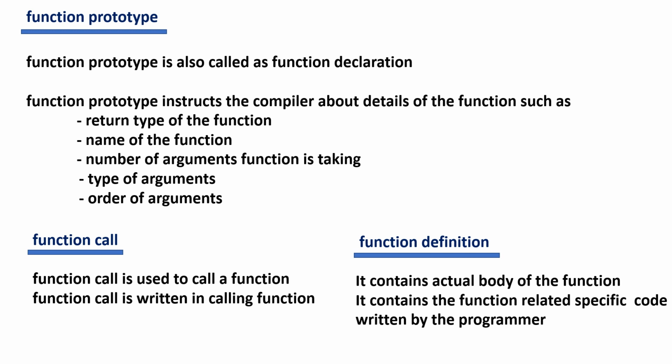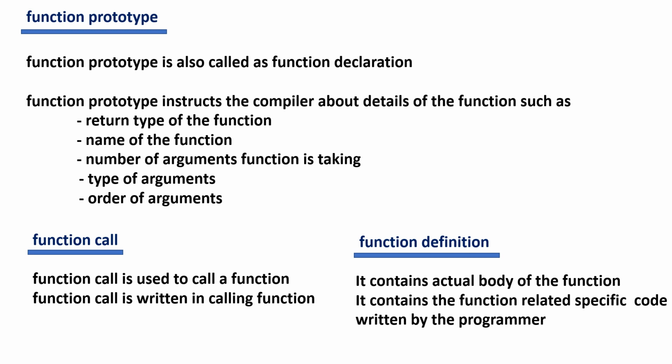The purpose of function prototype is to instruct the compiler about the details of the function, such as return type of the function, name of the function, number of arguments the function is taking, types of those arguments, and order of those arguments. By using function prototype, we are specifying complete details about the user defined function to the compiler. Function call is used to call a function, and function call is written in the calling function.